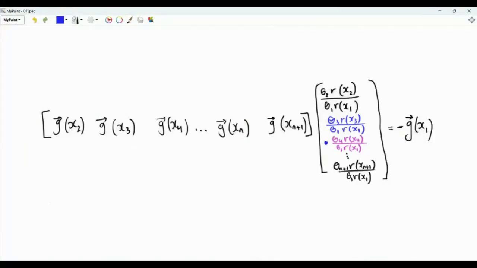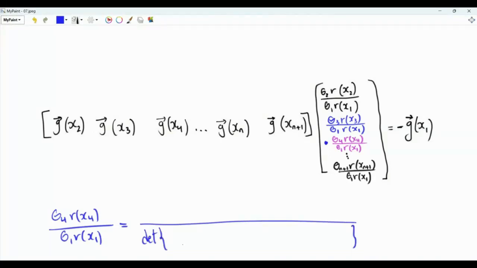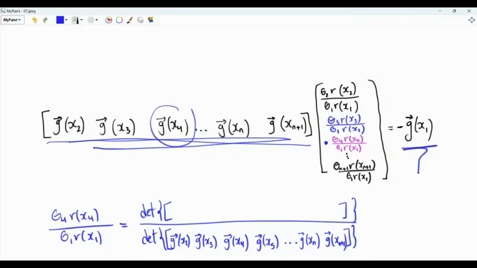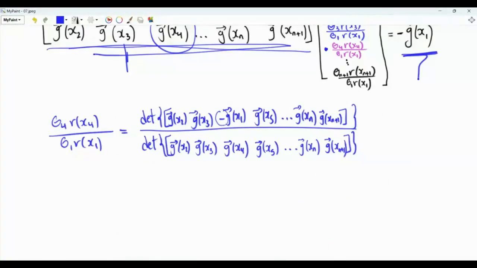If we want to obtain the third component here, by Cramer's rule, it is the ratio of two determinants. In the denominator, we have this n by n matrix. In the numerator, we have the determinant of the n by n matrix obtained from this one here by replacing the third column by the vector minus g arrow of x1. The first column here is g arrow of x2. The second one is g arrow of x3. The third column is minus g arrow of x1. Then we have g arrow of x5, and so forth. We have minus 1 here that can be taken outside.